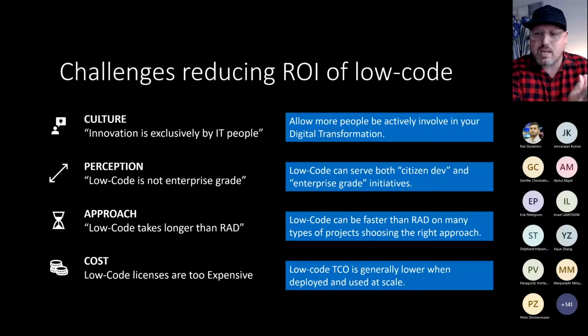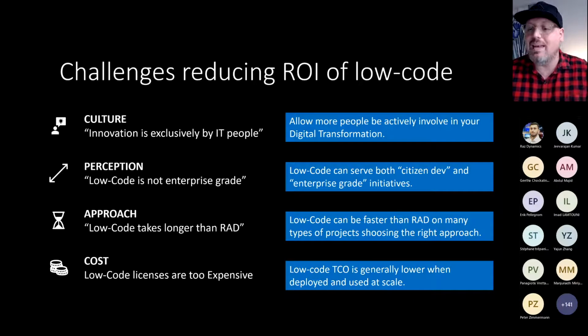But we got some answers to all of those questions. The first one is that, hey, you need to allow more people to be actively involved in your digital transformation. Citizen development is absolutely an advantage here. But low code can serve both citizen and enterprise grade initiatives. Low code can be faster than RAD in many types of projects if you choose the right approach. And low code TCO is generally lower when deployed and used at scale.